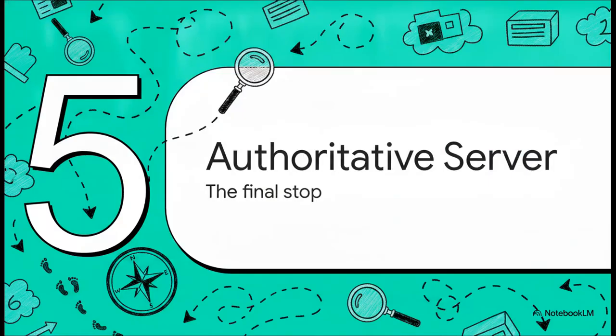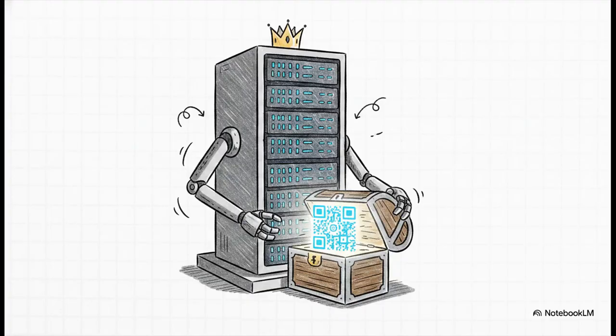Number 5, the authoritative name server, the final stop. The authoritative name server is exactly what it sounds like. It's the final boss of the DNS process. These servers are responsible for knowing absolutely everything about their specific domain, which crucially includes holding the true exact IP address we've been hunting for.